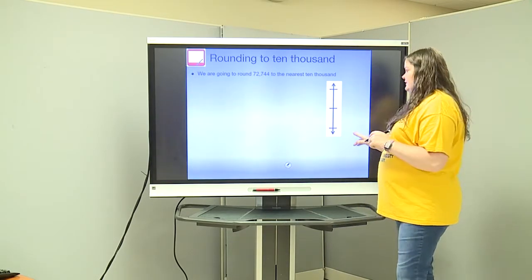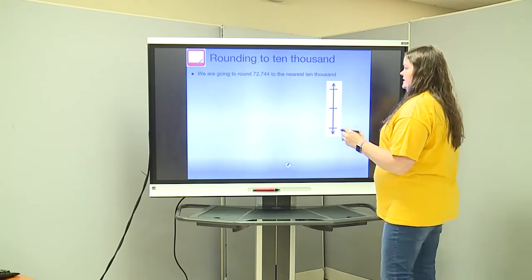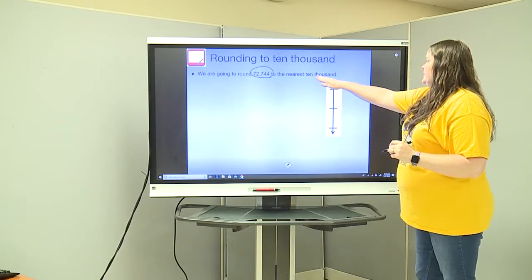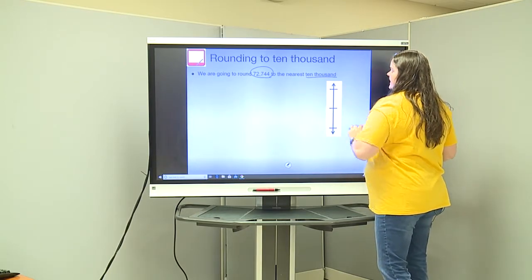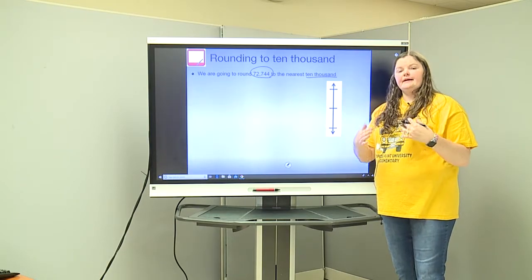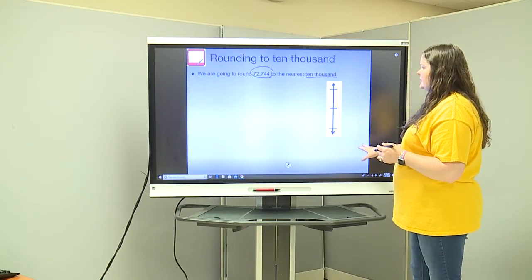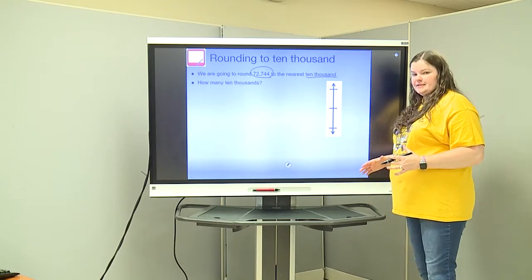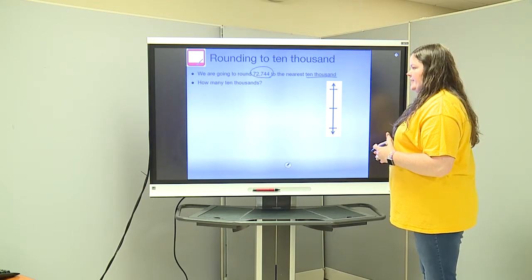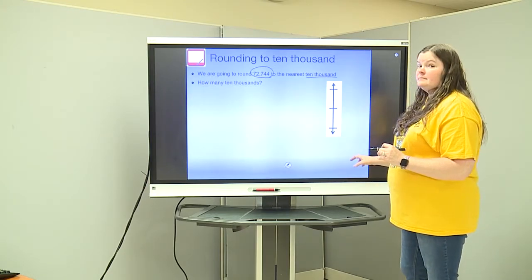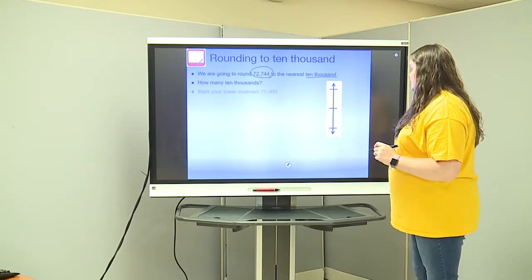All right, so now here's our vertical number line again. We're going to be rounding 72,744 to the nearest 10,000. And we did one of these in the previous lesson just to kind of extend and get ready for this lesson. So let's look at these steps. It says how many 10,000s? So what's in the 10,000s place of 72,744? The 7 is in the 10,000s place.